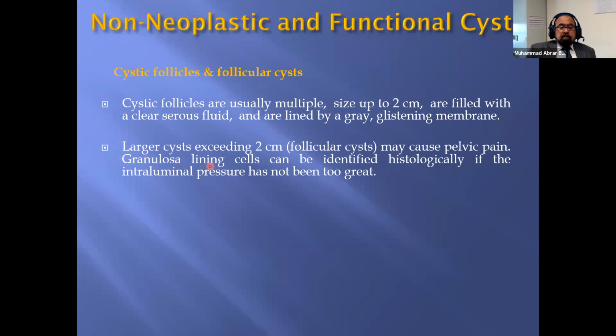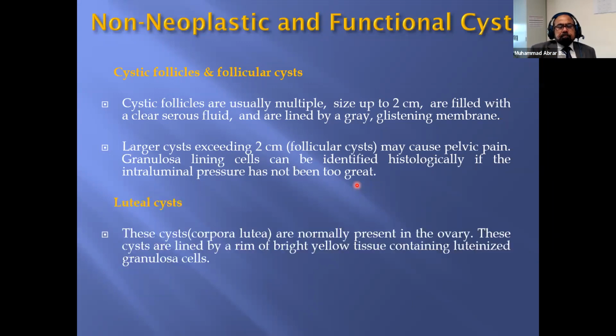So they are lined by granulosa cells, as I said, and can be identified histologically if intraluminal pressure is not too great. For example, if the intraluminal pressure is more because of the fluid inside, it compresses the epithelium, and sometimes you don't even see any epithelial lining, just a flat epithelium. So you may not see granulosa cells. But if the pressure is not that much, you can easily see that they are lined by granulosa cells.